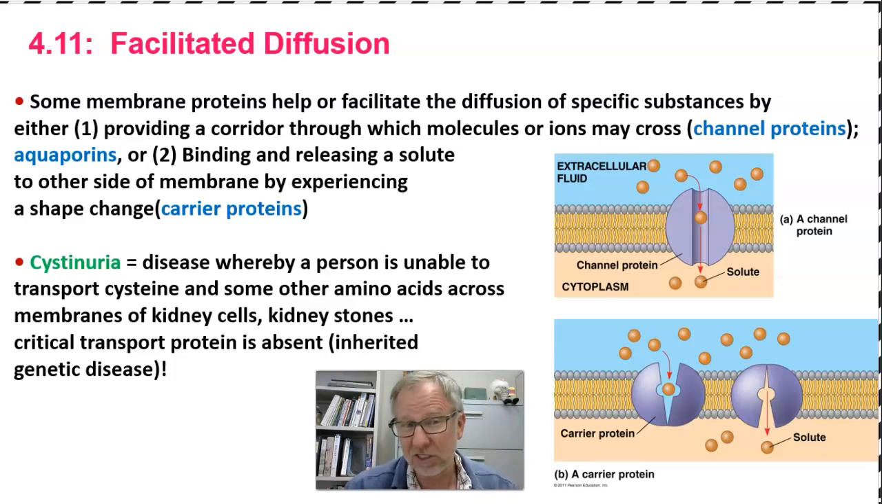Then there's this disease called cystinuria, where a person does not have the correct transport protein or carrier protein to move the amino acid cysteine and some other amino acids across the membranes of kidney cells, and this leads to kidney stones. So this disease, like many other genetic diseases, has to do with an organism's inability to make a specific transport protein to help move substances across membranes that need to be moved. And in some cases, if that substance can't be moved, the organism can't survive. So there's the quick rundown of facilitated diffusion.